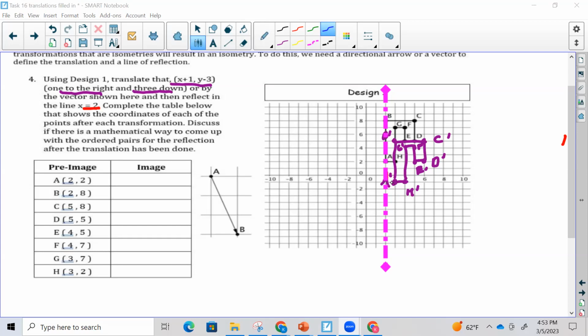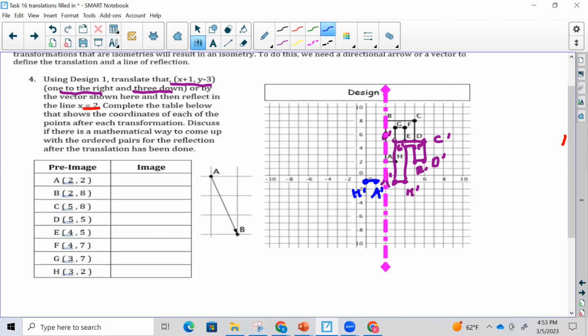So I see A is 1 to the right of my line. So I'm going to come to my line and I'm going to go 1 to the left. Okay, H is 1, 2. And so I come to my line and then I'm going to go 1, 2 to the left. And we did this when we did our reflections.